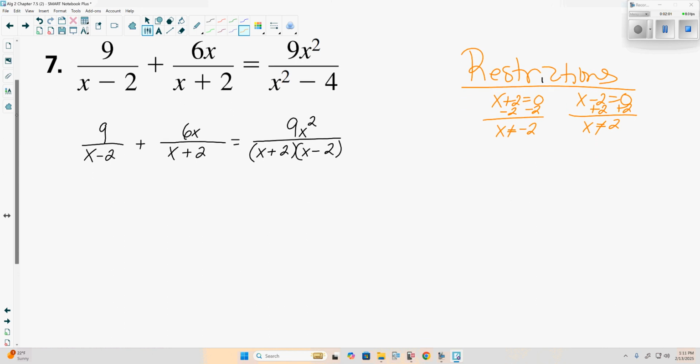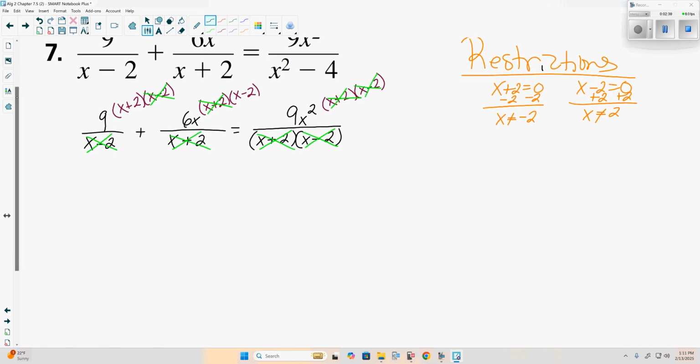Now, what do we need to multiply through this equation by to get the fractions to go away? X plus 2 and x minus 2. And if we multiply by x plus 2 and x minus 2, well, the x minus 2 and x minus 2 here will cancel. In the middle, the x plus 2 and x plus 2 will cancel. And the last one, x plus 2 and x minus 2 cancel.